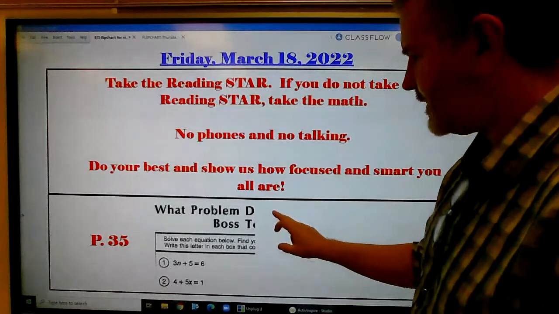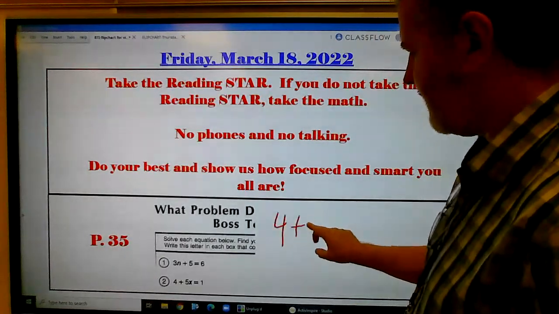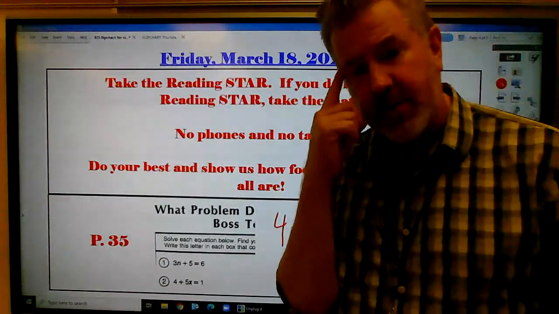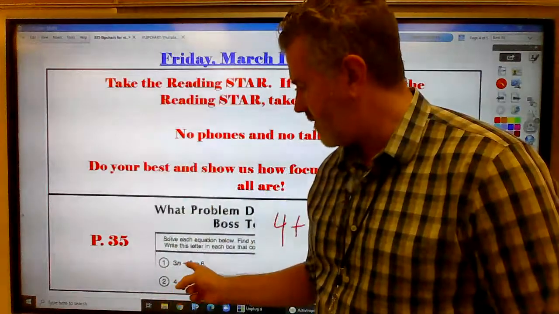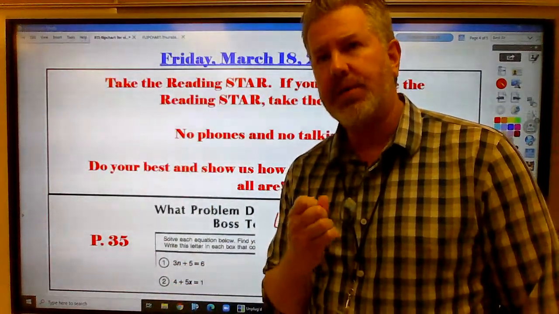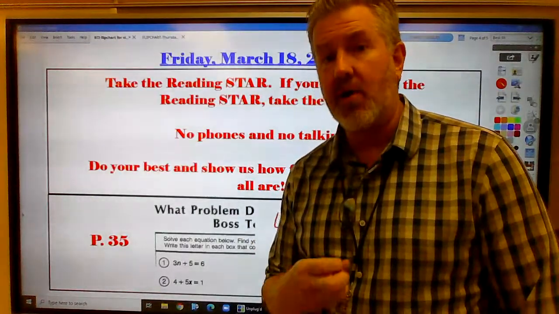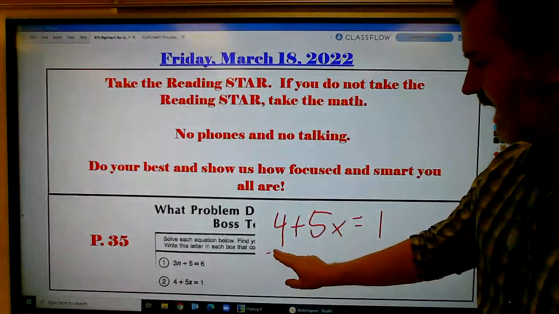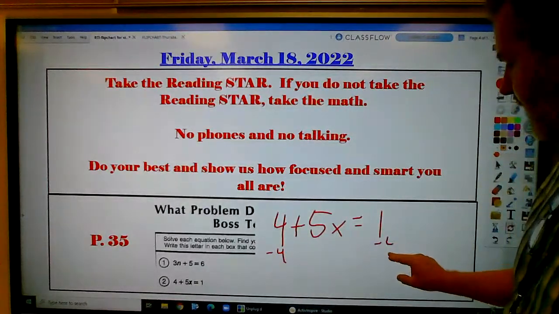Okay? Let's do the second one. 4 plus 5x equals 1. This is a reminder, don't get stuck in a pattern, because every problem looks a little bit different. Every equation looks a little bit different. You don't get stuck in a pattern. Instead, learn the concept. What are we trying to do? We're trying to get x by itself. So we need to get rid of 4. We're going to subtract it from both sides.